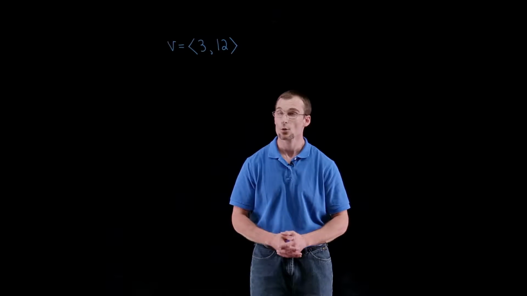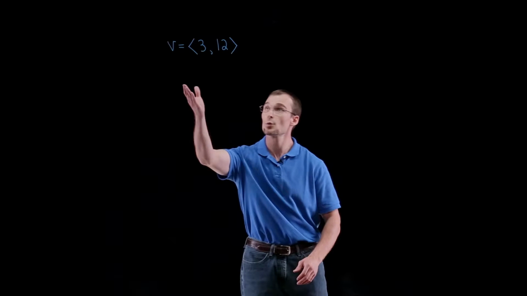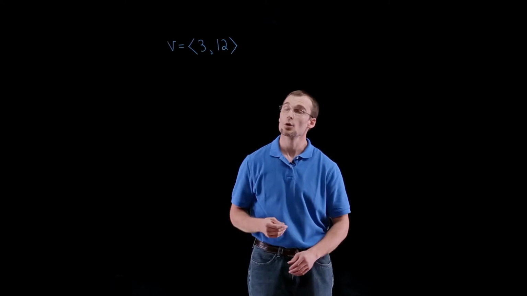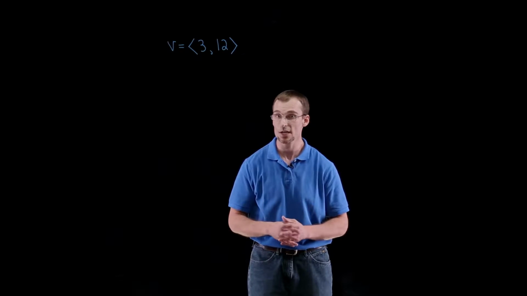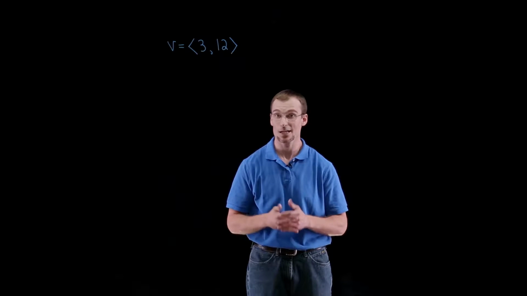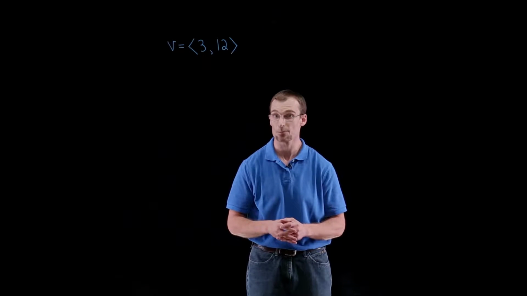Hello everyone, I'm Adam. In this problem, for our given vector v with components 3 and 12, we're going to be finding the unit vector in the same direction of v, and then we're going to be verifying that that unit vector indeed has length 1.